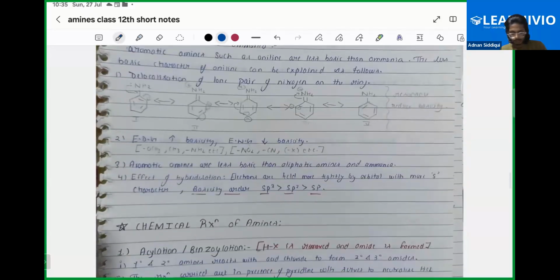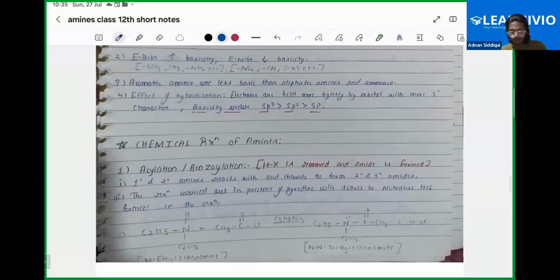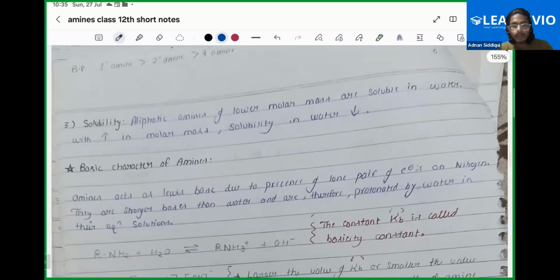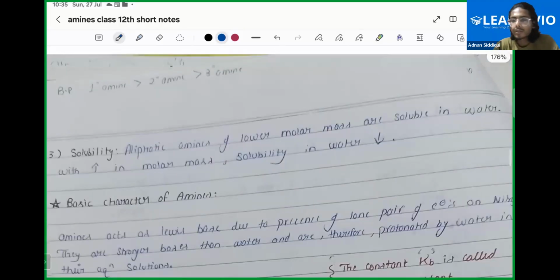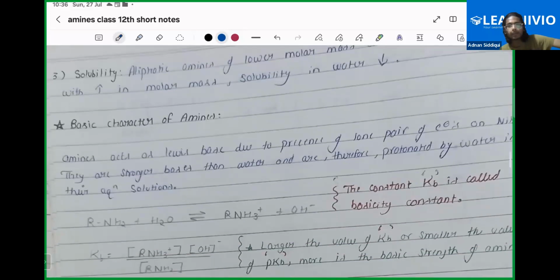So now let us talk about solubility. Solubility is somehow opposite of our boiling point. If your aliphatic amines are smaller, lower molar mass, then they are more soluble. As you are increasing the branching or the chain size, the solubility will decrease. As simple as that. Now, this is important again, basic character of amine.